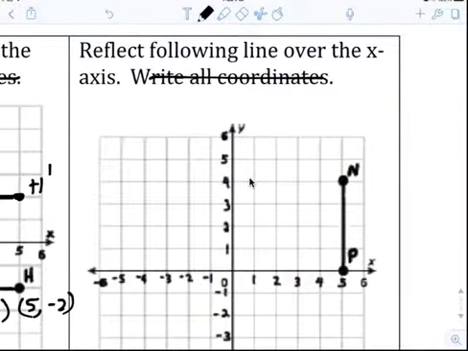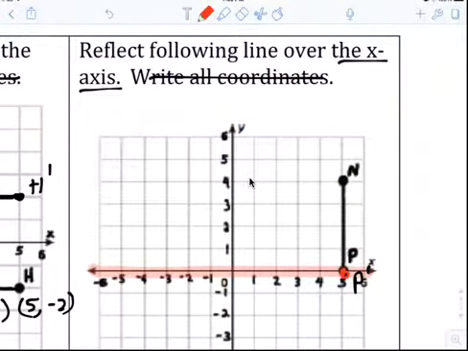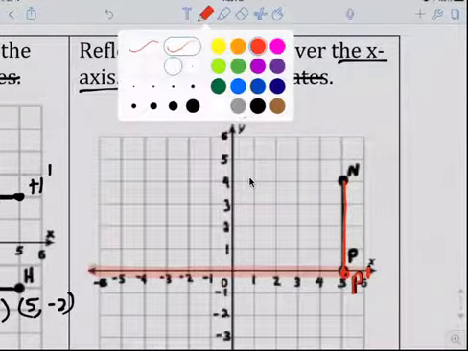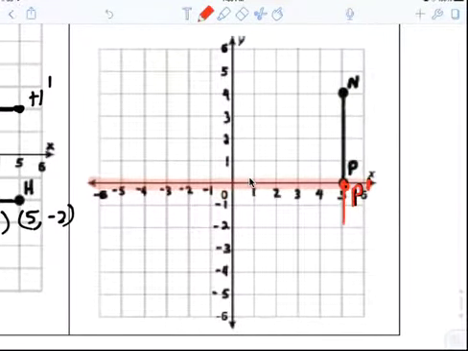Reflect over the x-axis. Here's the x-axis. Here's Paul. Paul is on top of the mirror, so his reflection will be on top of the mirror also. Let's put that. Now N is 1, 2, 3, 4 away from the mirror, so you have to count 4 away. That's N prime, and then draw the line there. There you go.